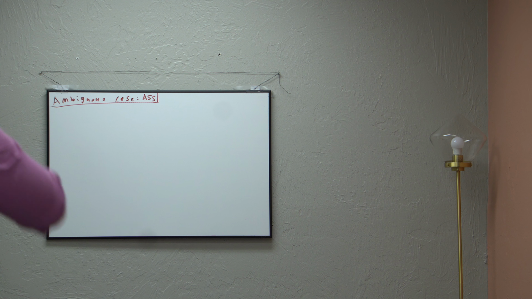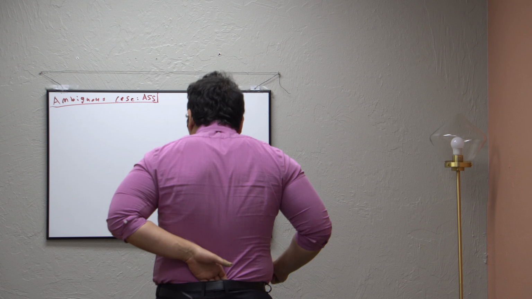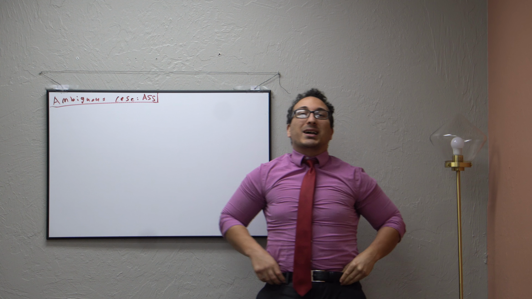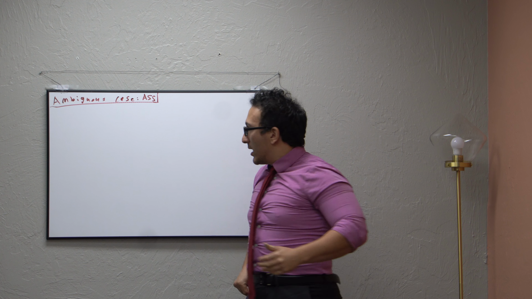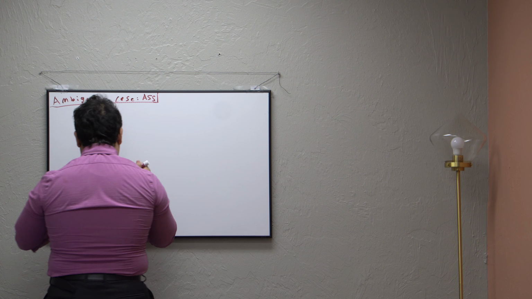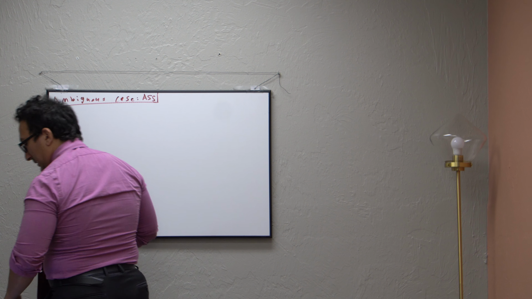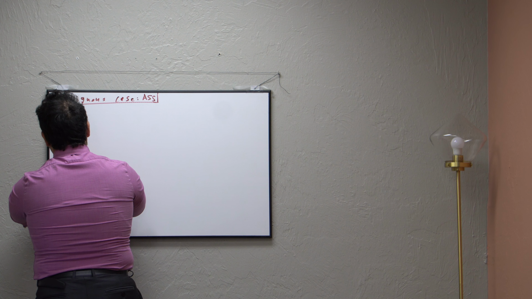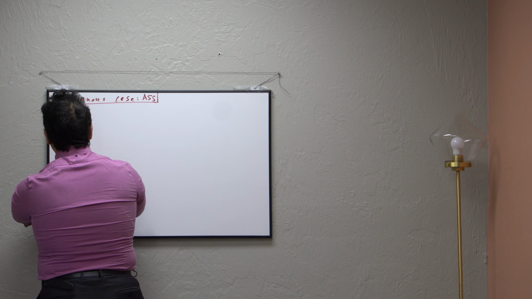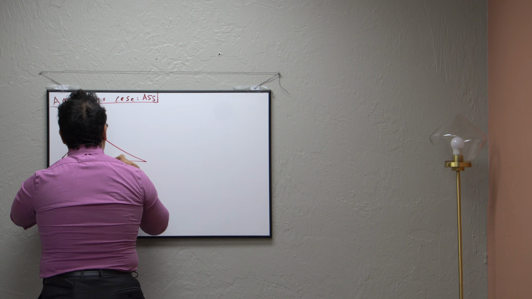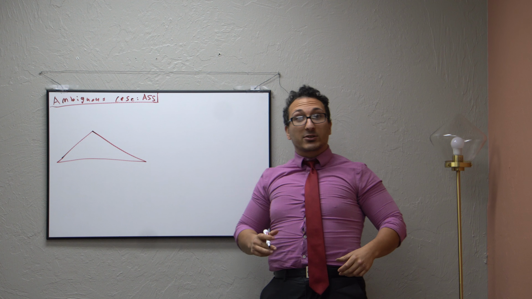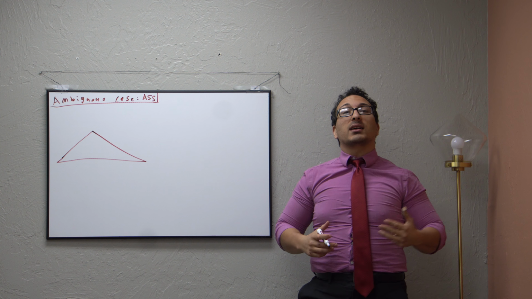Hello! Now we're going to be continuing our study of how to apply the law of sines to a non-right triangle. Now let's get this given situation out. This case is going to be called the ambiguous case, also what I like to call the ASS case, because you're given an angle, a side, and a side.